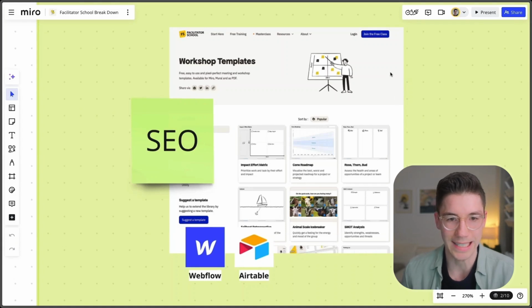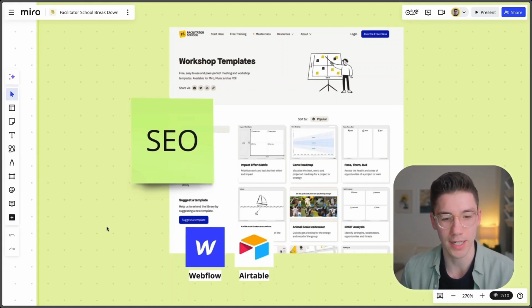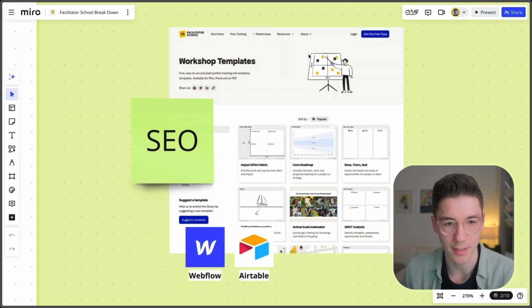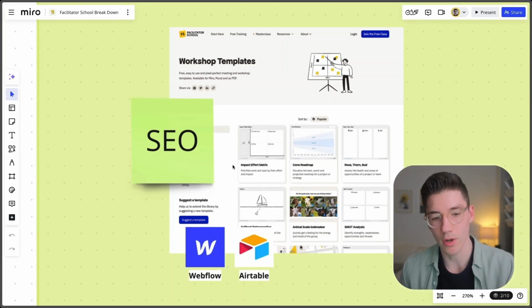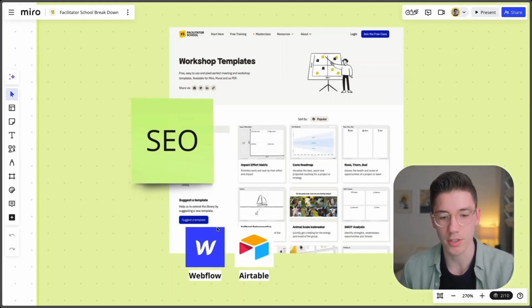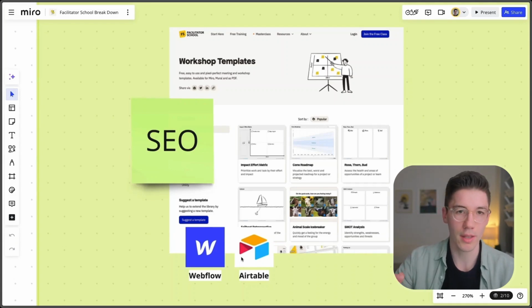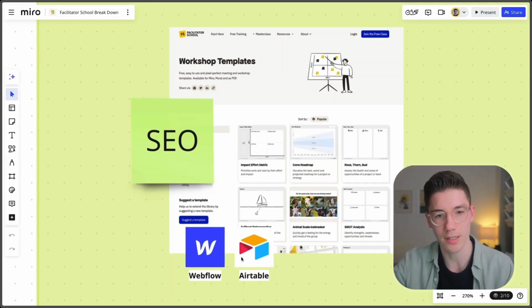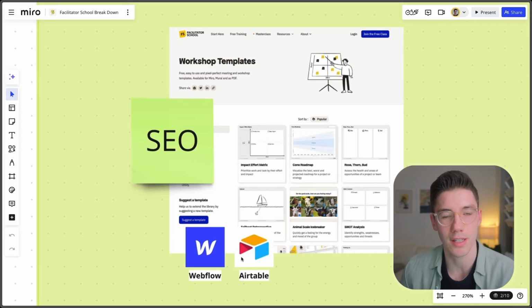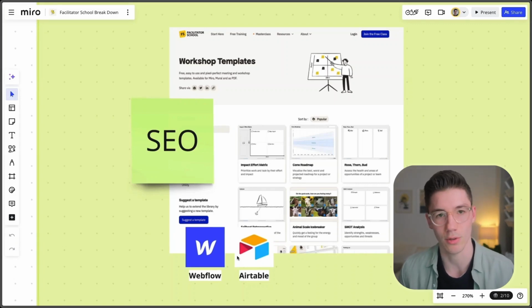What did a lot of value for us here is that we created libraries on the Facilitator School website, such as, for example, the workshop template library. For this, we use Webflow to style these pages and publish them, and then Airtable to put together a database of templates or a database of glossary entries. So we had a couple of these libraries that really worked well in terms of SEO traffic.